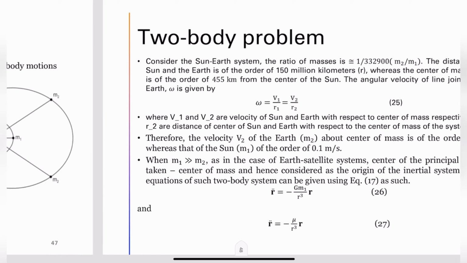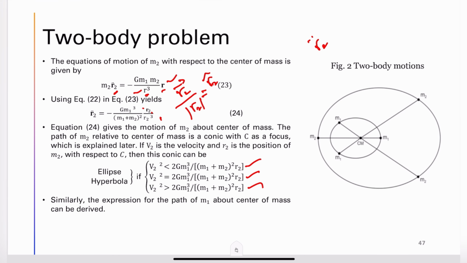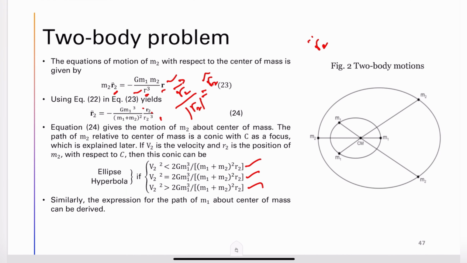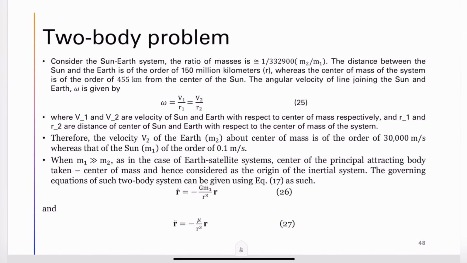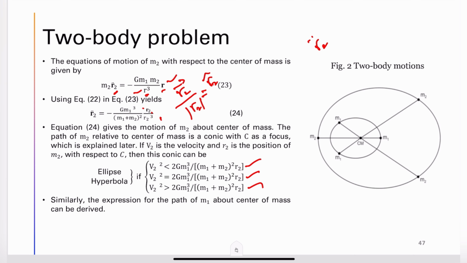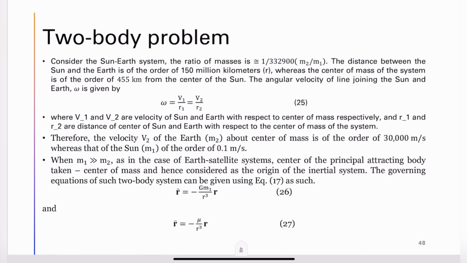What we have done is that we have just found the motion of r2, or the motion of r2 is determined with respect to the motion of r with respect to the center of mass of the object. Now, so far whatever we have considered is under the assumption that both masses are of considerable size. Now we are going to the special case.